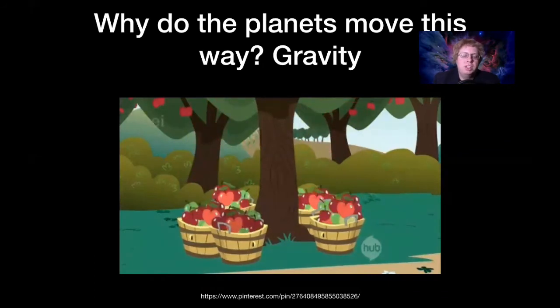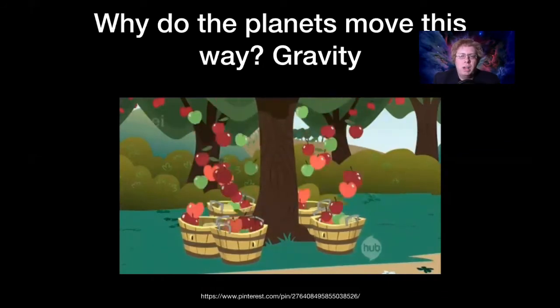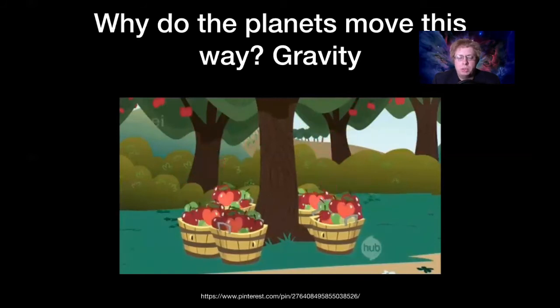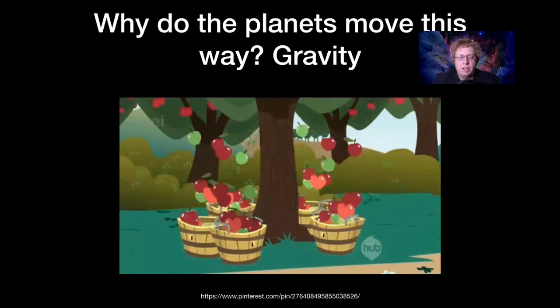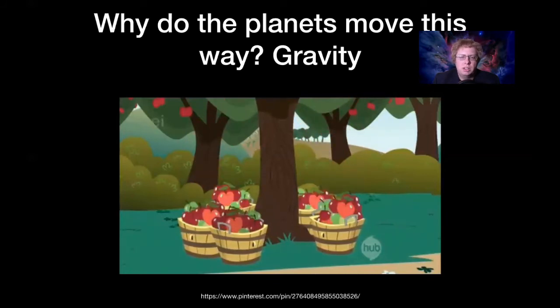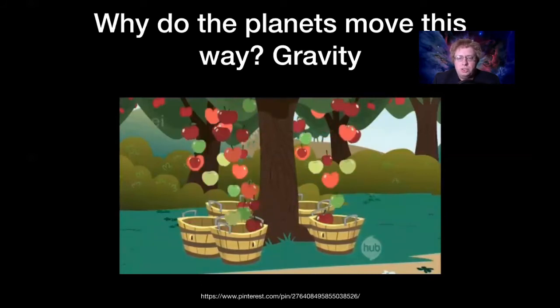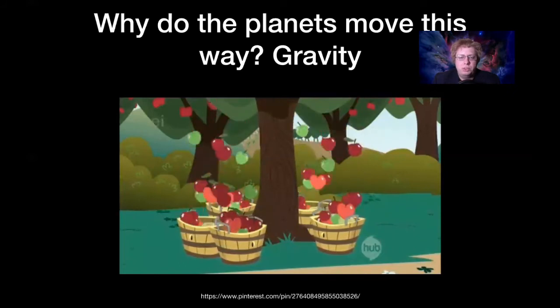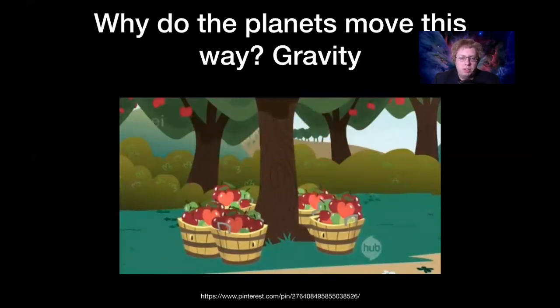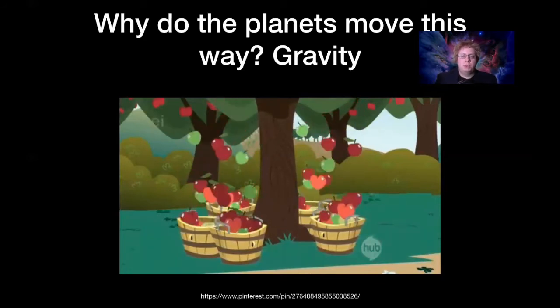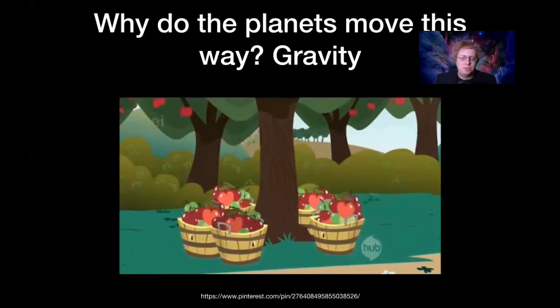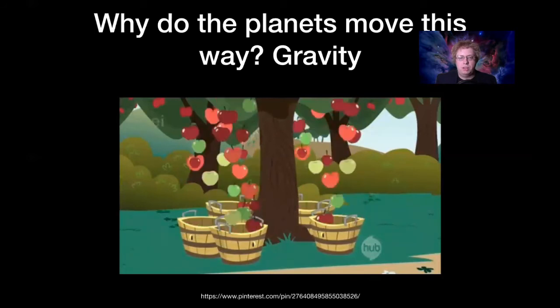So we can then ask the question, why is it that the planets move this way? Why do the planets orbit around the sun? Why, in fact, does anything orbit around anything else? And the answer, it turns out, is gravity. So we're, of course, all familiar with gravity. It's what holds us to the ground. When we jump upwards, gravity pulls us back down. And when an apple falls from the tree, it's due to gravity.